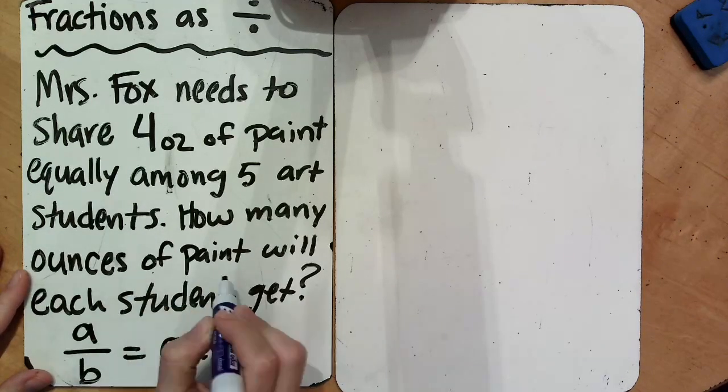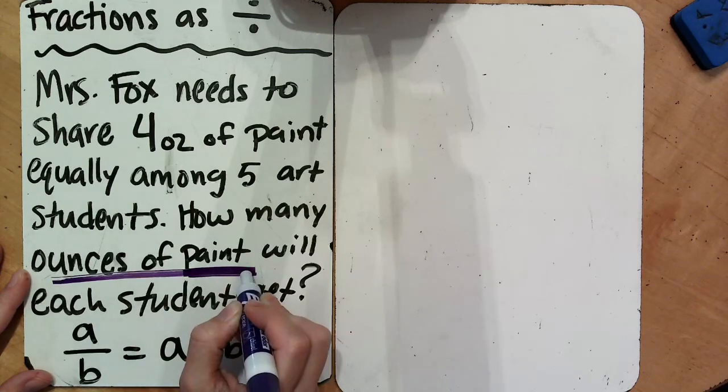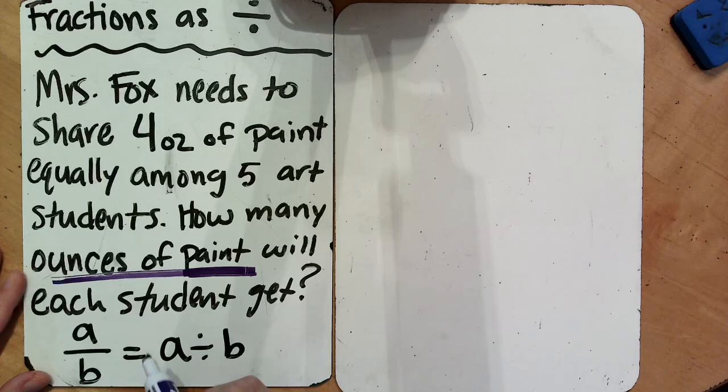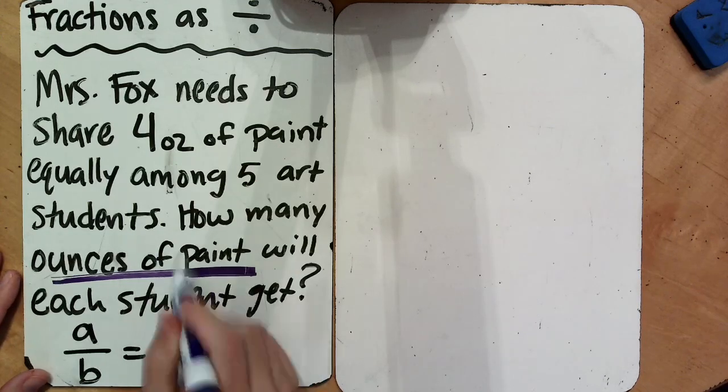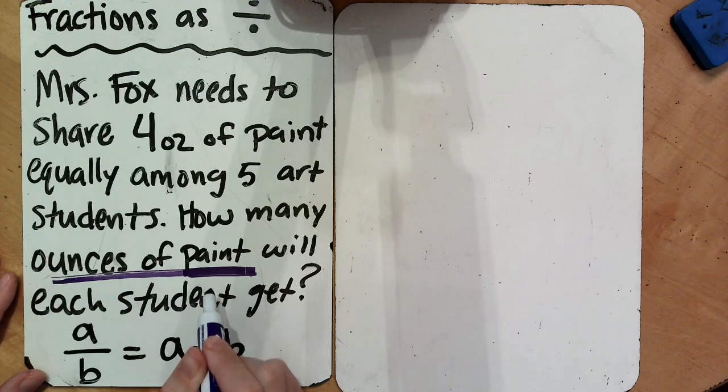We need to figure out how many ounces of paint. That's what we care about. We care about the paint. I don't care about how many kids get stuff. I care about how much paint is going to be split up. That means what I'm working with is my paint. Then I'm going to be splitting the paint into the students.